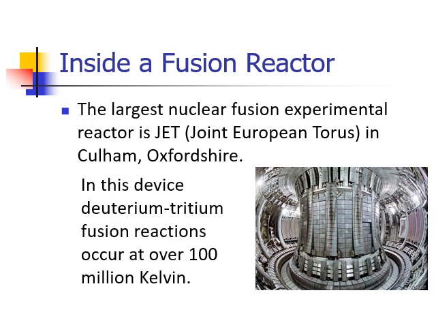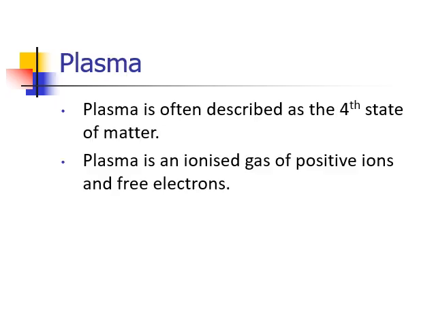And in this device, we react the small nuclei, the deuterium and the tritium, at over 100 million Kelvin. When it's that hot, we get plasma. And plasma is often described as the fourth state of matter, in addition to solids, liquids, and gases. At those temperatures, the gas is ionized, and so we have the positive ions, the nuclei of the hydrogen, and free electrons. This is thought to be one of the most common states of matter within the universe, and may explain other things like dark matter. But it certainly is the state of matter within stars.